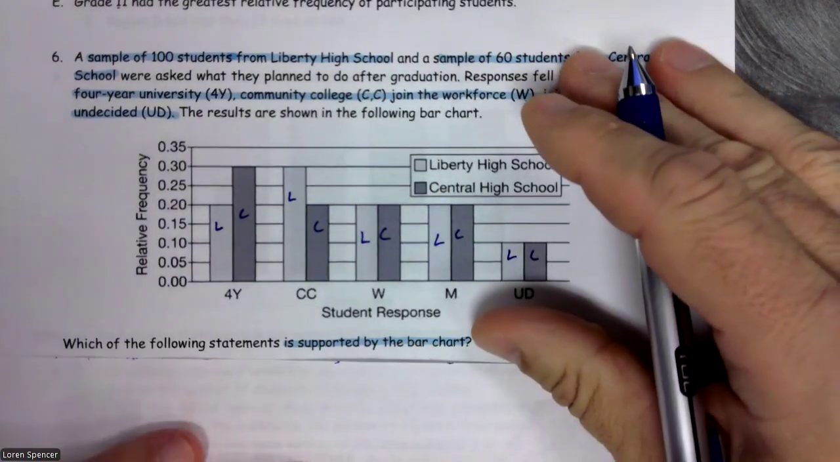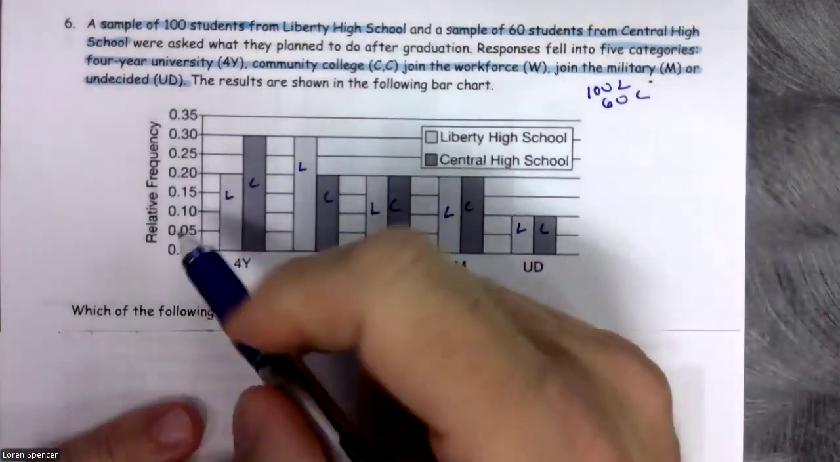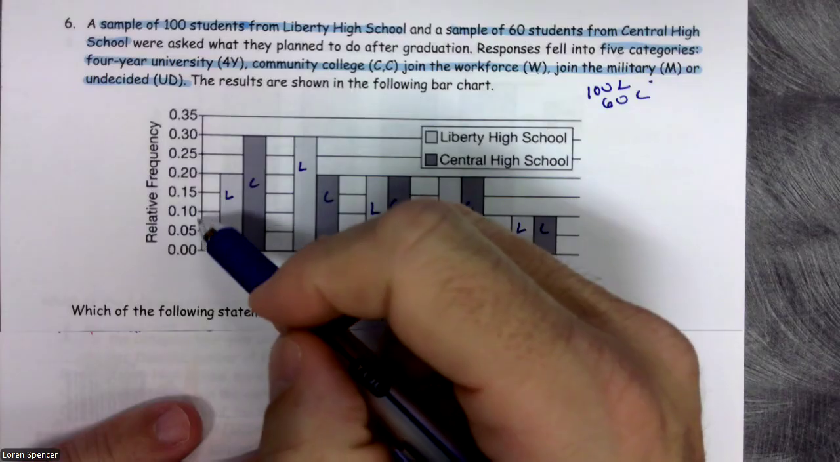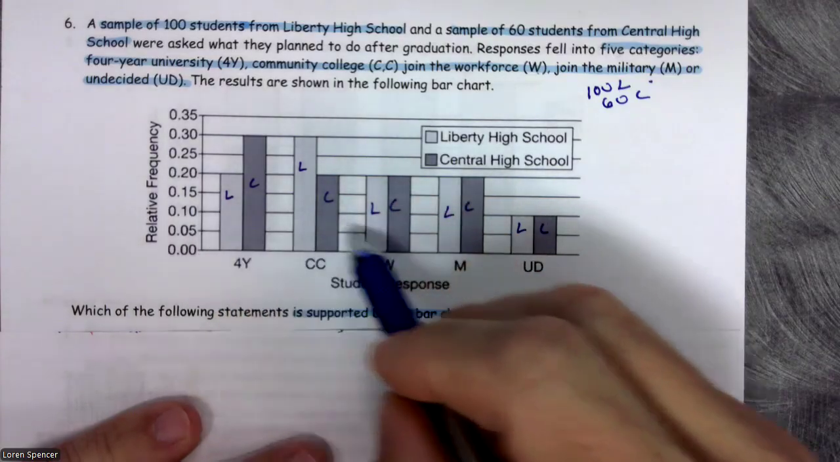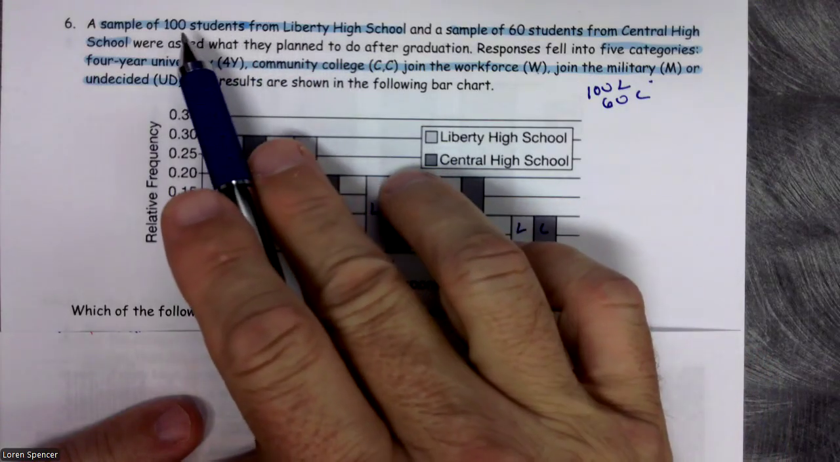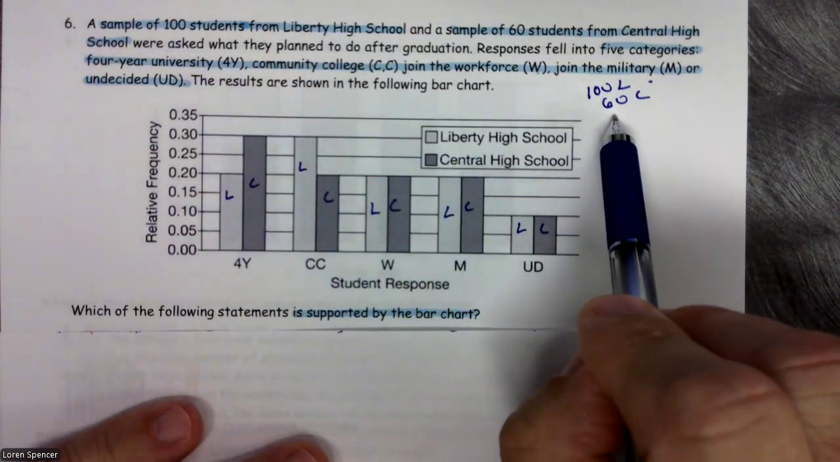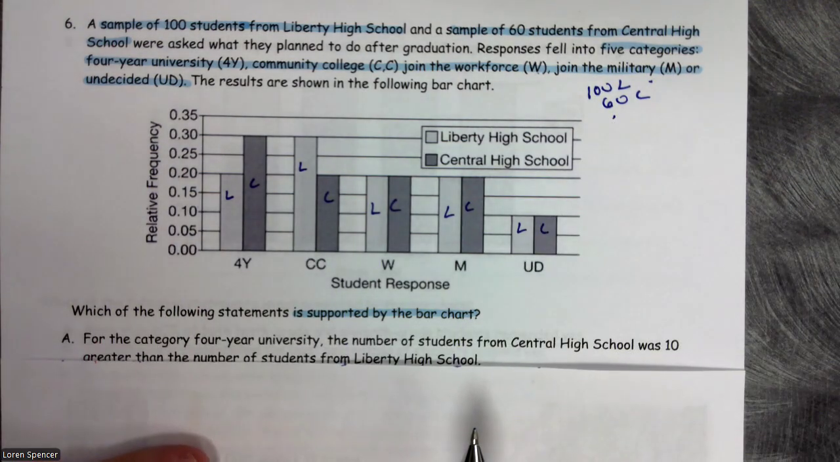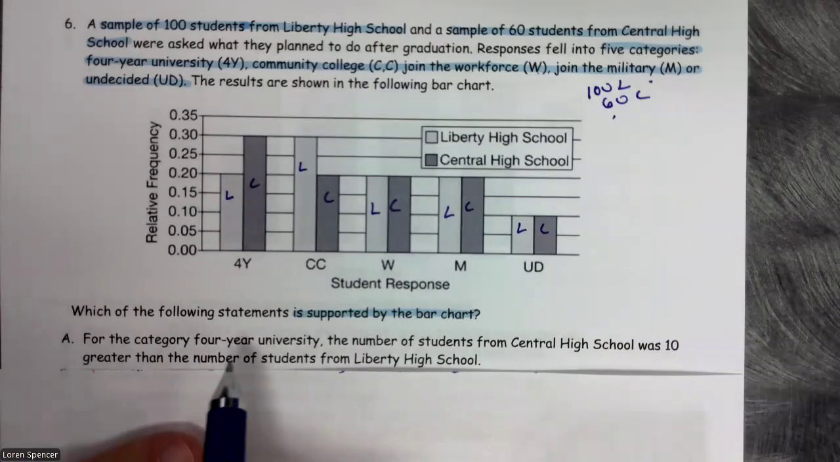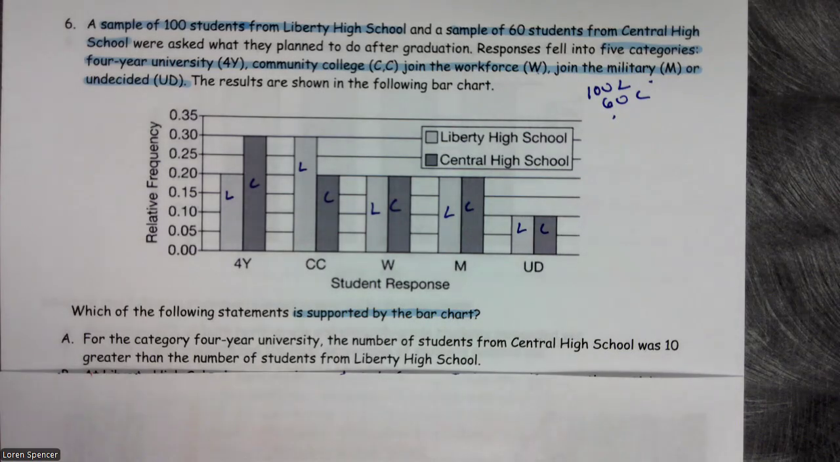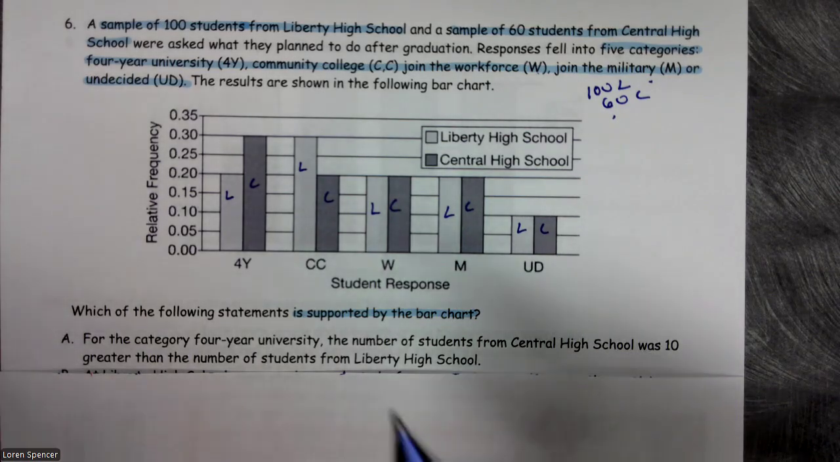All right. Which of the following statements, and by the way, once again, we're dealing with relative frequency, so we're dealing with percentages, 5%, 10%, 15%, but we don't know how many were in each bar, except we have 100 students from Liberty and 60 students from Central. So maybe we can figure some stuff out. For the category 4-year university, the number of students from Central High School was 10 greater than the students from Liberty High School. Gosh, I don't know. Let's figure that out.